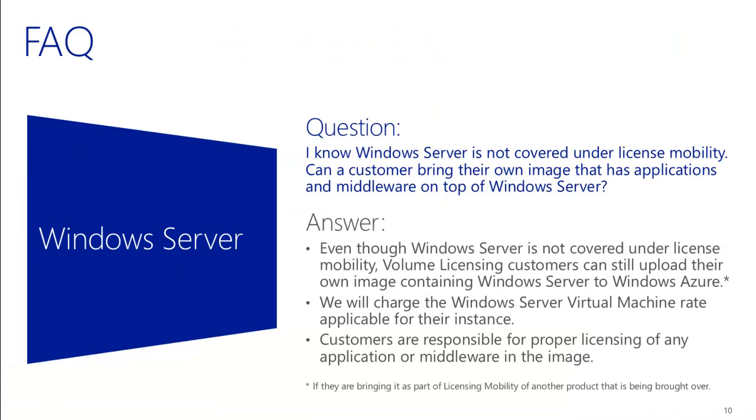Let's walk through a few FAQs. Since Windows Server is not covered under license mobility, how does licensing work if a customer brings their own image that has applications and middleware on top of Windows Server? While the customer can certainly upload a VHD with Windows Server installed, we will charge the Windows Server virtual machine rate applicable for the instance size. Note that the customer is responsible for proper licensing of any application or middleware in that image.